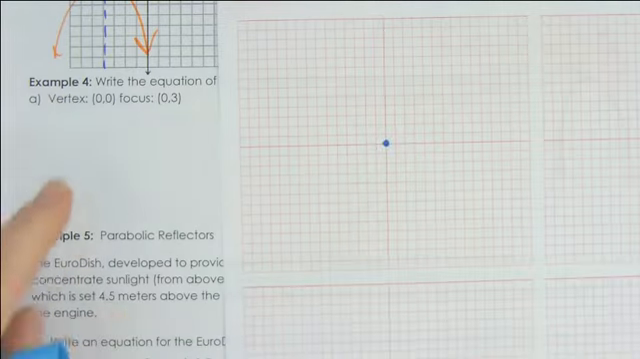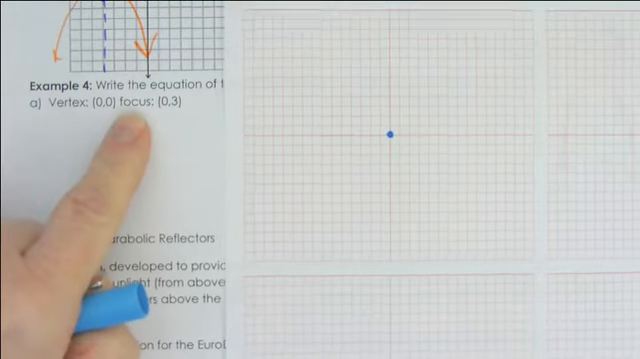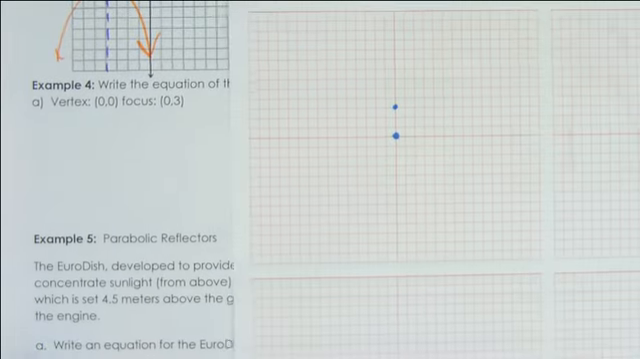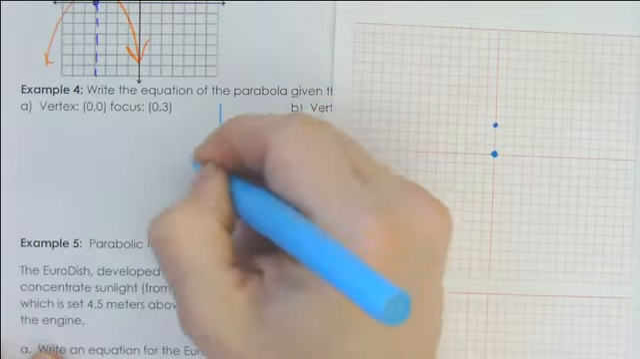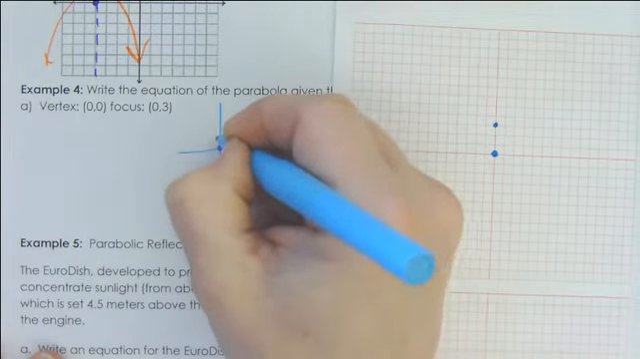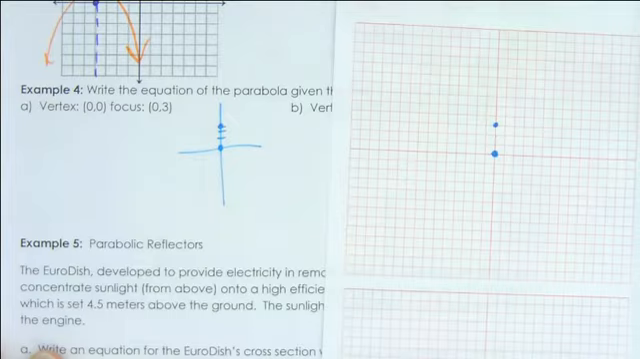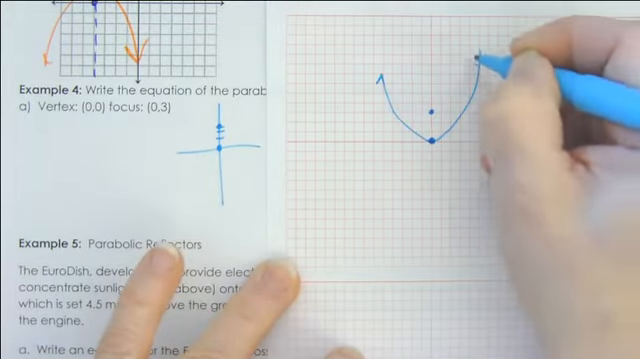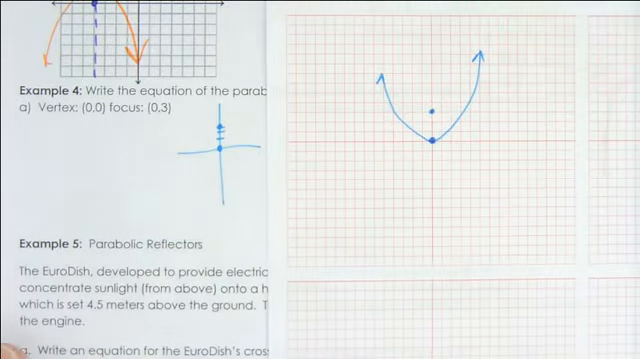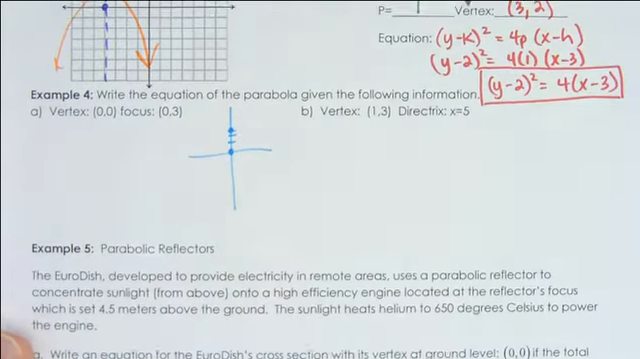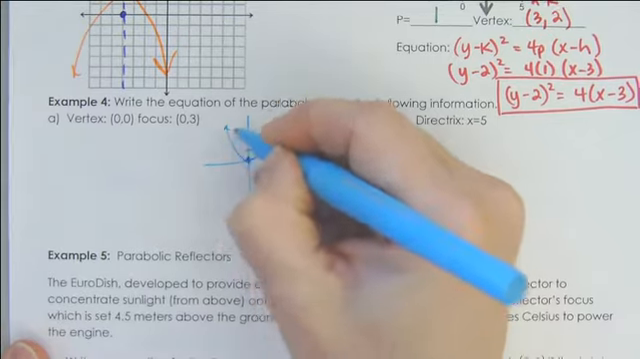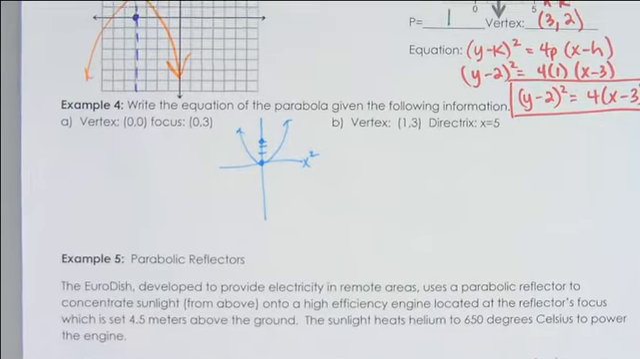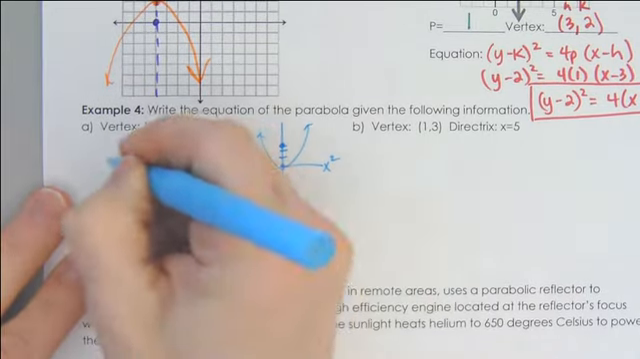The focus, remember the focus is always inside the parabola, is over 0, up 3. And again, you could just sketch this right on your notes. You could just put your vertex there and the focus is up 3. Either way, the whole point is to show you that the parabola is opening up. And if it's opening up, that means it could cross the x twice, so I'm going to have an x squared equation.